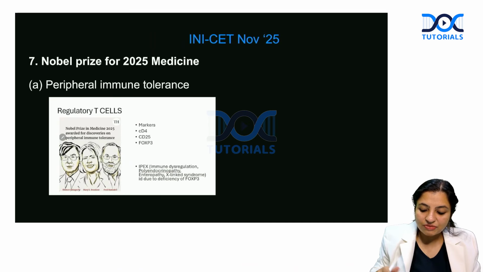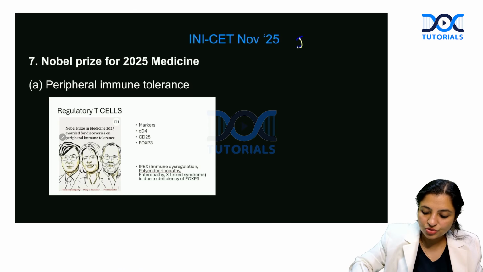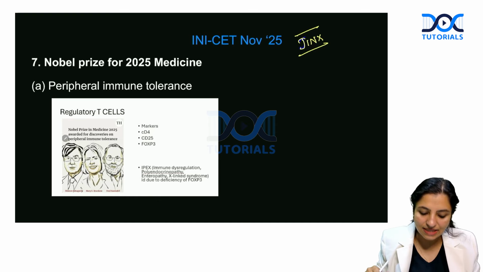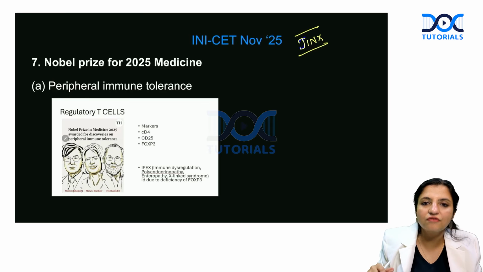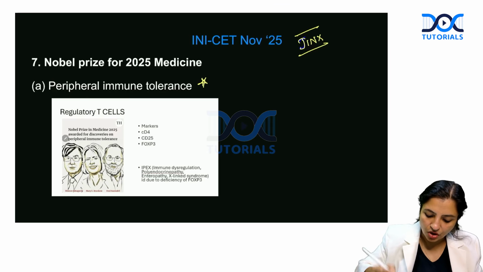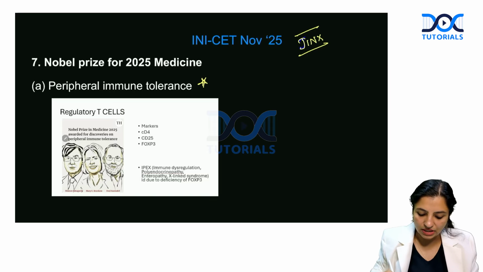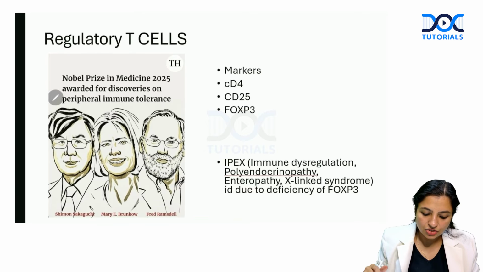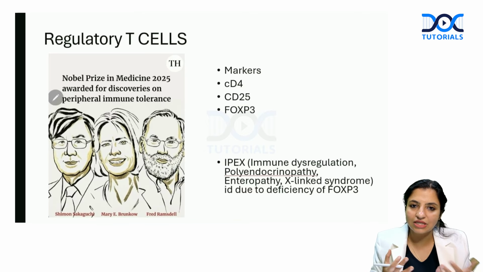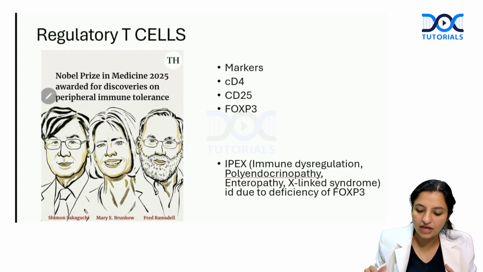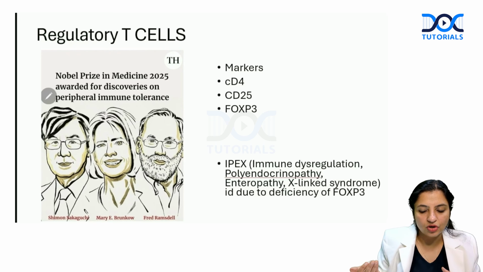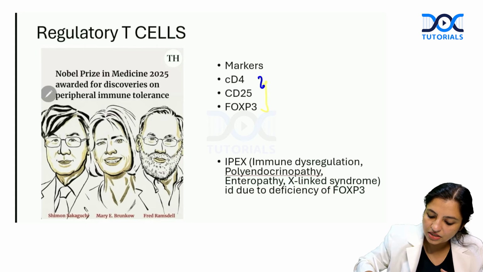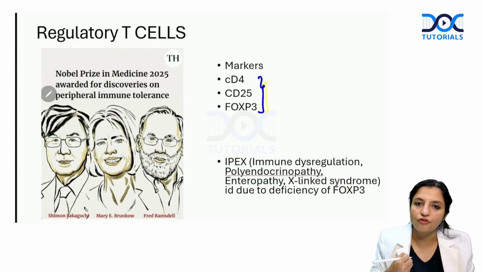Okay, so this was my Jinx question. I hope you remember, all those who saw the Jinx video before going for the exam. So this was asked in the exam. Nobel Prize 2025 was given for peripheral immune tolerance, and this is typically seen in regulatory T cells. This is the slide that I posted as a Jinx question that it might come in the exam. So we had three people, three scientists who got the award in 2025 for peripheral immune tolerance, and they identified regulatory T cells. And what are the markers for the regulatory T cells? They are CD4 positive, CD25 positive, and FOXP3 positive.